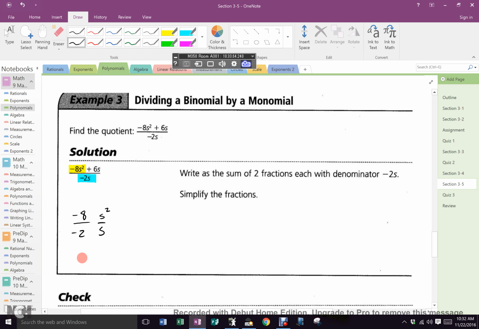4. Positive or negative? Why? 2 signs the same. 4. What's S squared divided by S? Well, that would be S to the 1, wouldn't it? No, Stephen. What do I do when I divide? 2 minus 1 is 1, so S. Right? Yeah. Okay. What's over here?